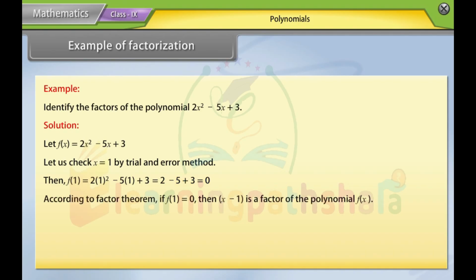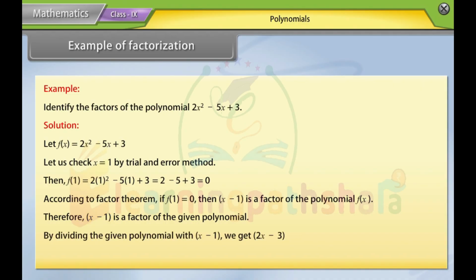According to the factor theorem, if f(1) is equal to 0, then x minus 1 is a factor of the polynomial f(x). Therefore, x minus 1 is a factor of the given polynomial. By dividing the given polynomial by x minus 1, we get 2x minus 3. So, the factors of the given polynomial are 2x minus 3 and x minus 1.